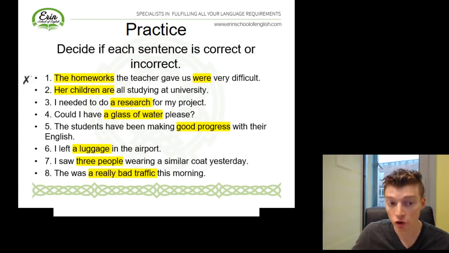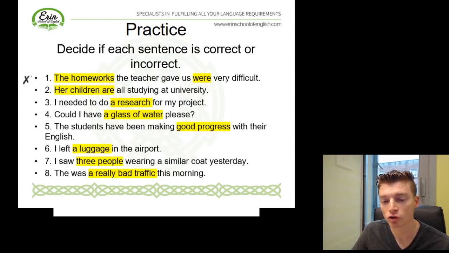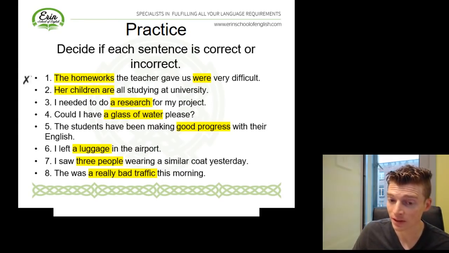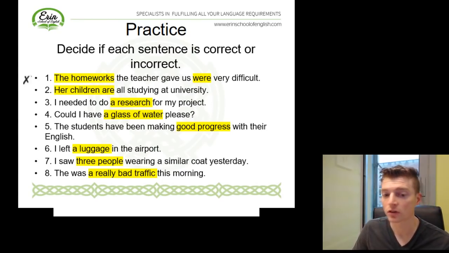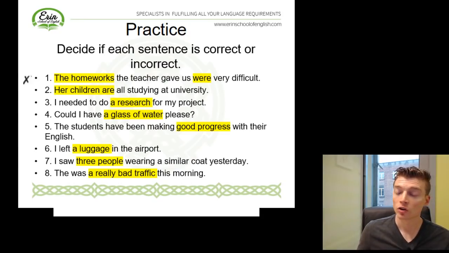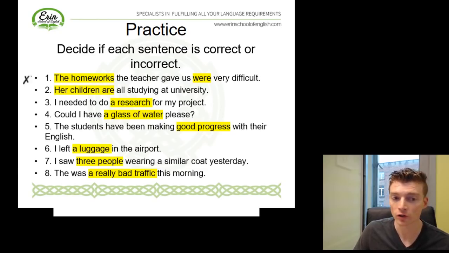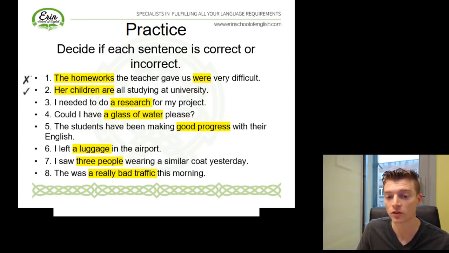Number 2, her children are all studying at university. So children, can you guys remember what type of noun this is? It's a countable noun, but it's irregular. So 1 child, 2 children. So her children are all studying at university. This sentence is grammatically correct. Children is in the plural form, therefore we also use the plural verb. Her children are.